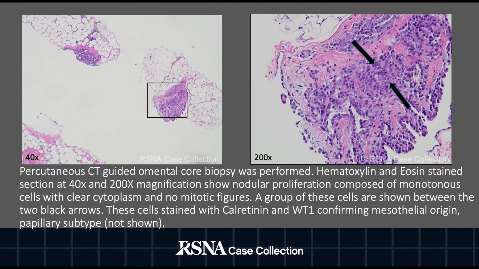Percutaneous CT-guided omental core biopsy was performed. Hematoxylin and eosin stained section at 40 and 200x magnification show nodular proliferation composed of monotonous cells with clear cytoplasm and no mitotic figures. A group of these cells are shown between the two black arrows. These cells stained with calretinin and WT1, which confirmed their mesothelial origin.